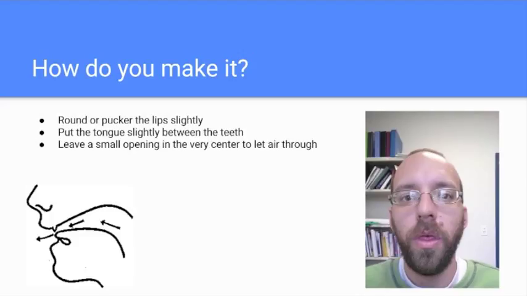And then the last important point, you can kind of see it in both pictures. You need to leave a small opening in the very center so the air can get through. The air is going to come up over your tongue and down the middle of your tongue. You can see on the right there, I have a little bit of space between my tongue and upper teeth in the middle so that we can get a little bit of sound coming through.